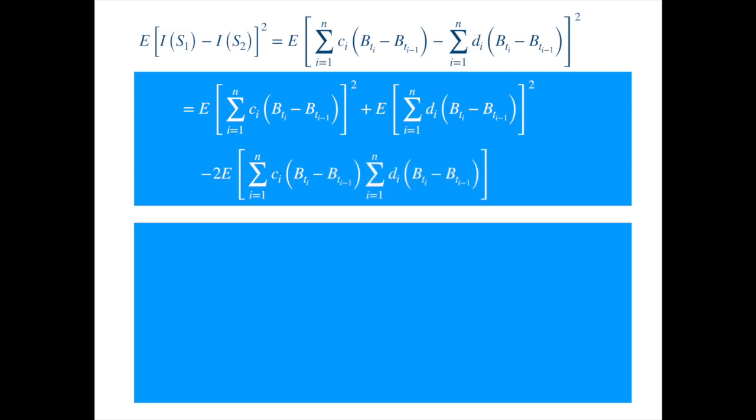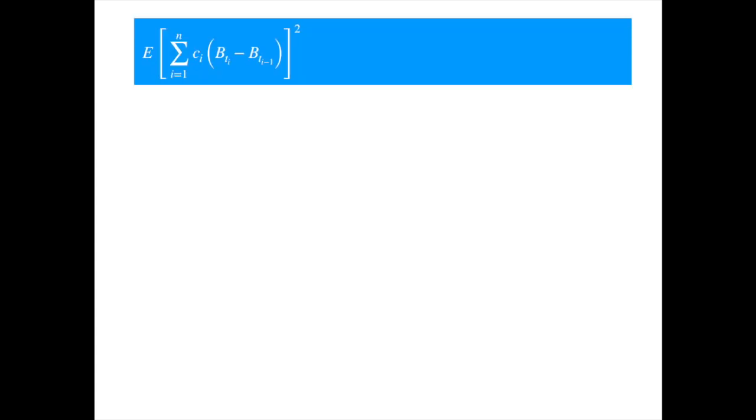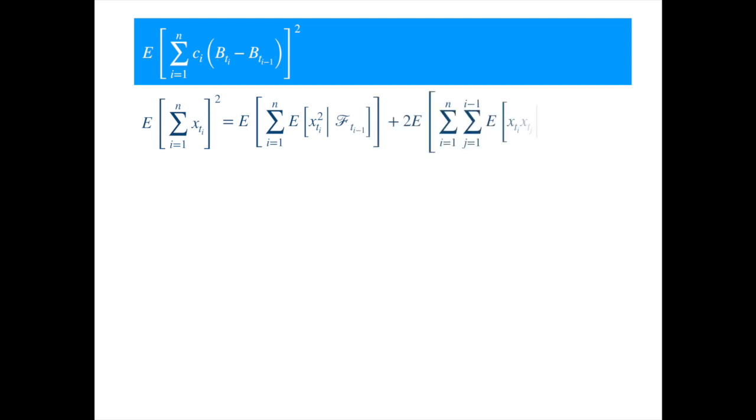Now, this expression looks complicated, but we have dealt with a very similar expression in the Ito's lemma video. Let's evaluate them one by one, starting with the first term. This is nothing but the expected value of the square of the sum of a finite sequence. We showed in the Ito's lemma video, using the analogy of a square grid and the tower property of expectations, that the square of the sum can be written as follows.